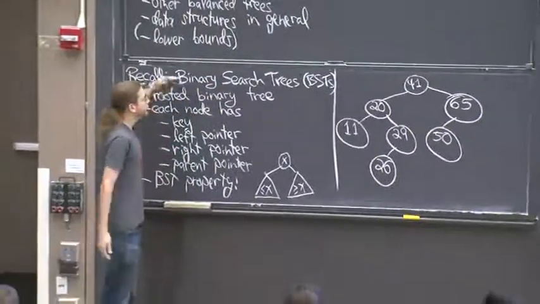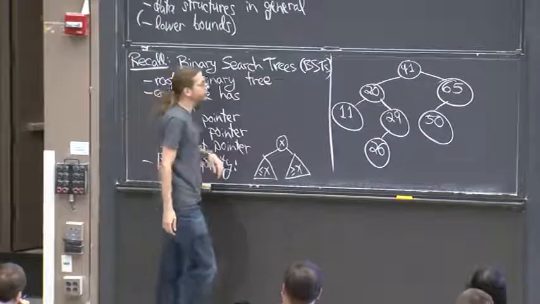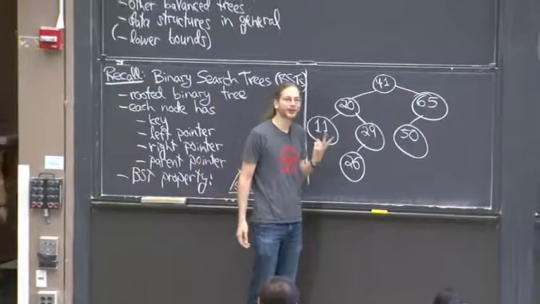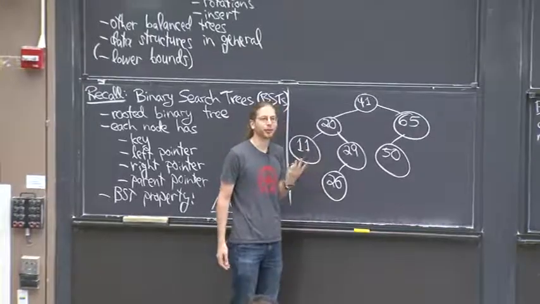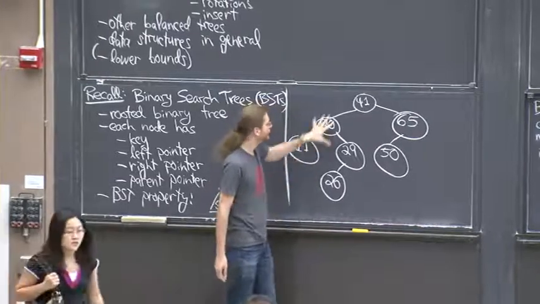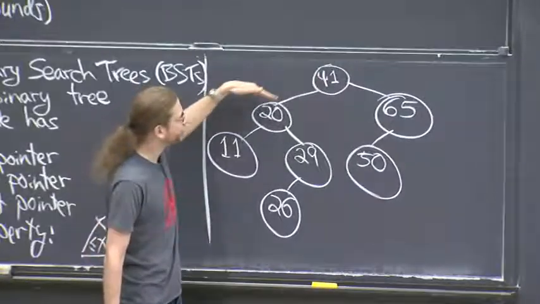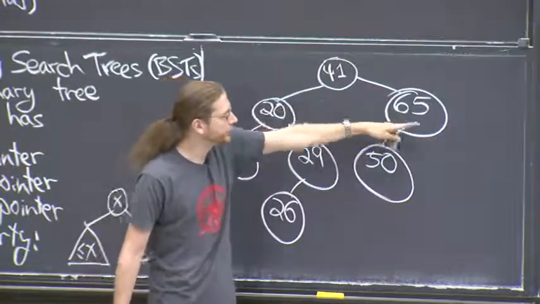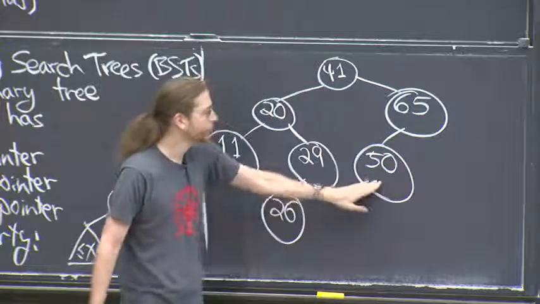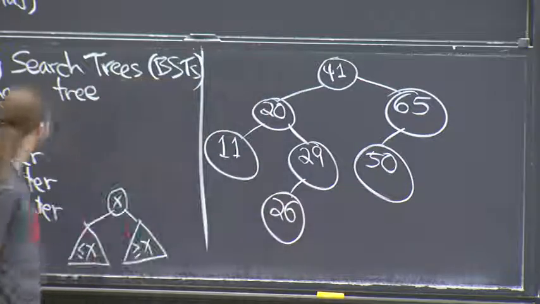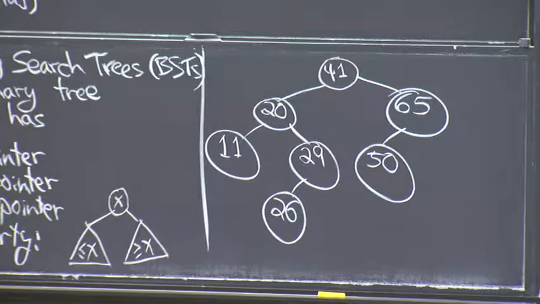Remember, in general, a binary search tree is a tree, it's binary, and it has a search property. So there's three things. This is a rooted binary tree. It has a root. It's binary, so there's a left child and a right child. Some nodes lack a right or left child. Some nodes lack both. Every node has a key. This is the search part.